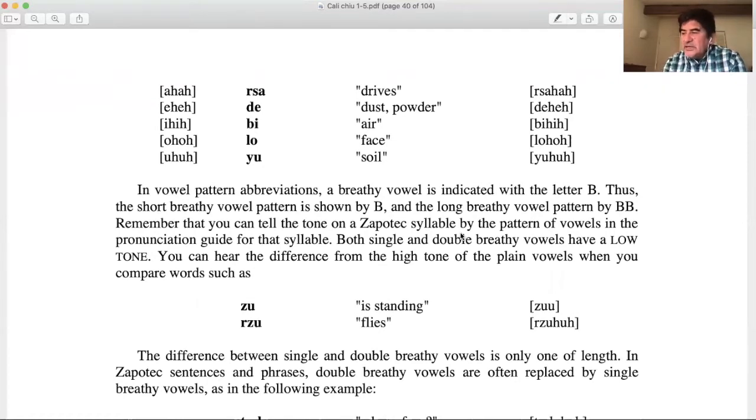So for grease, we had on page 29, we had za, za, and compare it to rsa, rsa. The breathiness on the drives, rsa, it's longer than za, right? Or if we look at bats, compare that to dust or powder. So I'll say the first one, the brother, which is bats. And now you can hear the difference.